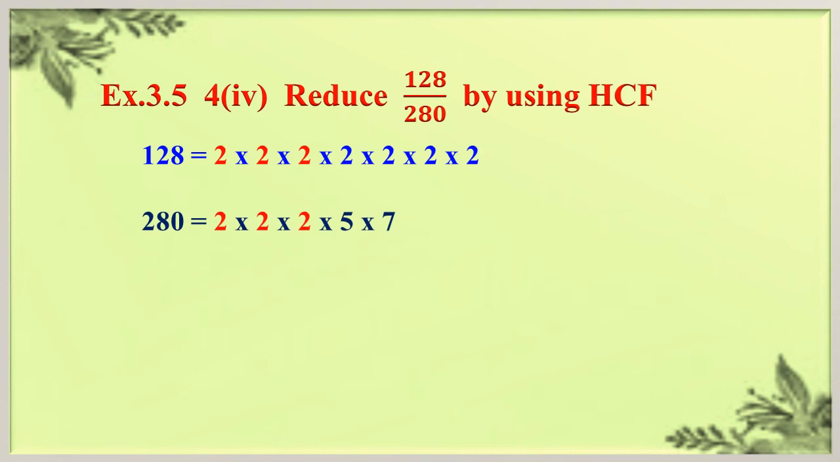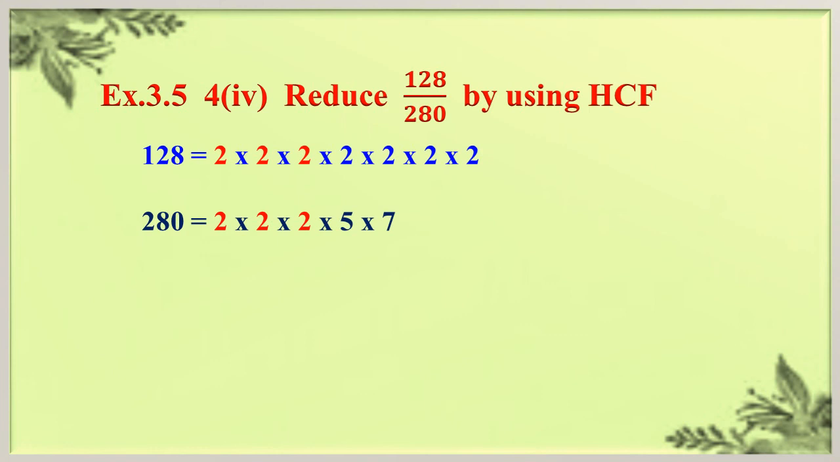The next sum, exercise 3.5, fourth Roman, reduce 128 by 280 by using HCF. First, we want to find the prime factors of 128. The prime factors are 2 into 2 into 2 into 2 into 2 into 2 into 2. Now, we want to find the factors of 280. The factors are 2 into 2 into 2 into 5 into 7.